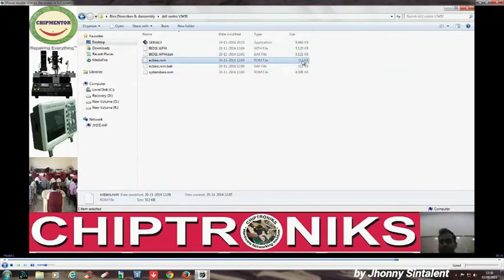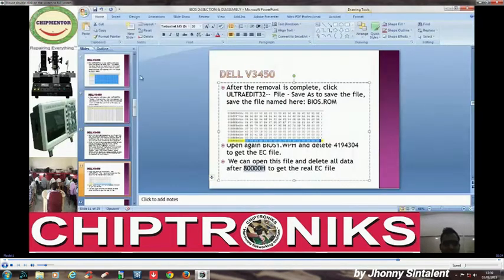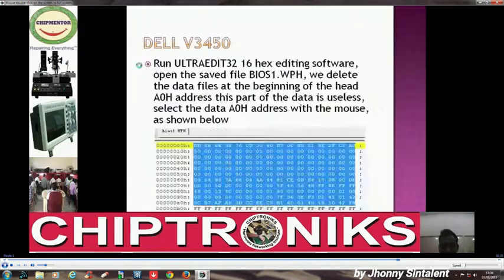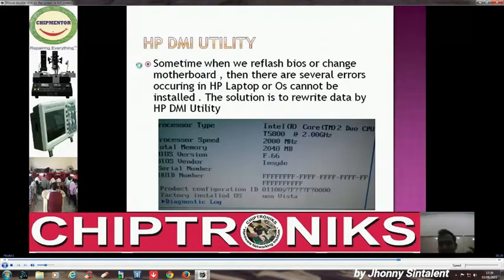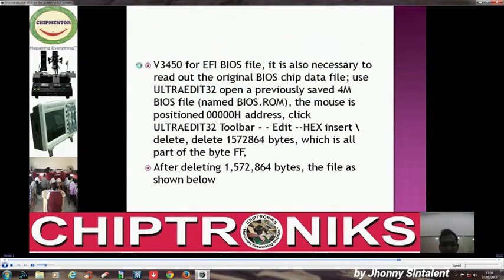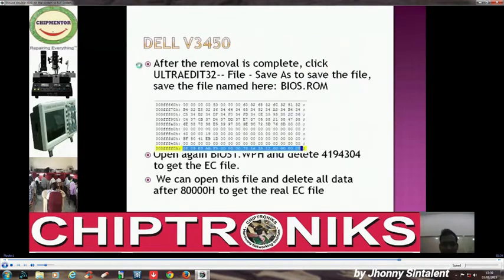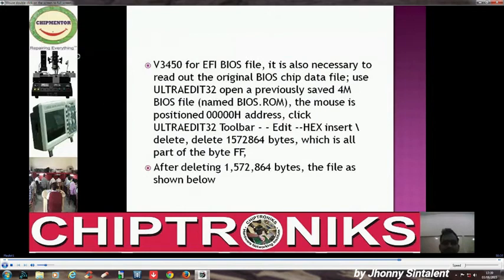Now this EC BIOS has nothing to do with the EFI. So now the question is, we have got our system BIOS, but this is not EFI compatible. So we'll follow again the procedure in our PowerPoint presentation. Till now we have got our EC BIOS. Now, for the V34504 EFI BIOS file, it is necessary to read out the original BIOS chip data file. We have to read out the original chip data.